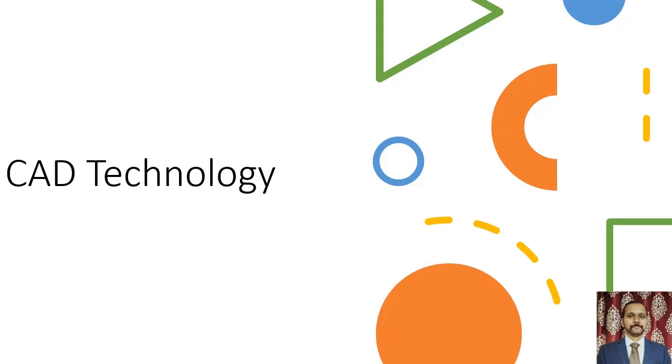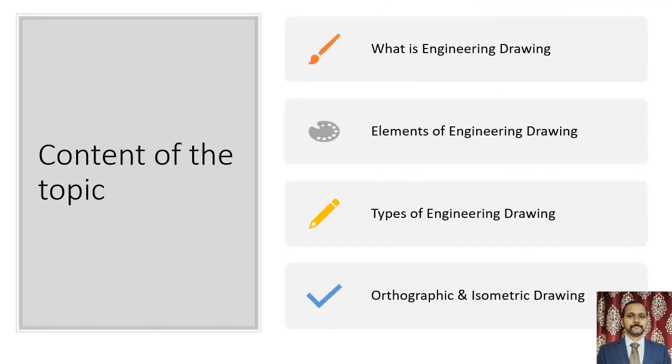So I am here going to explain to you about CAD technology. So what do you mean exactly by CAD? CAD is nothing but computer aided design or drafting. So in this topic we are going to cover what is engineering drawing, then elements of engineering drawing, types of engineering drawing, orthographic and isometric drawing.